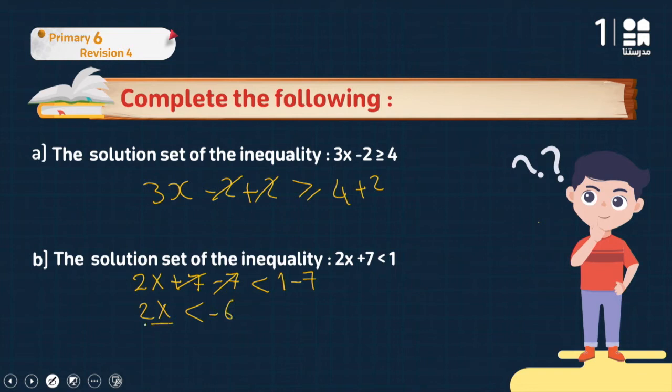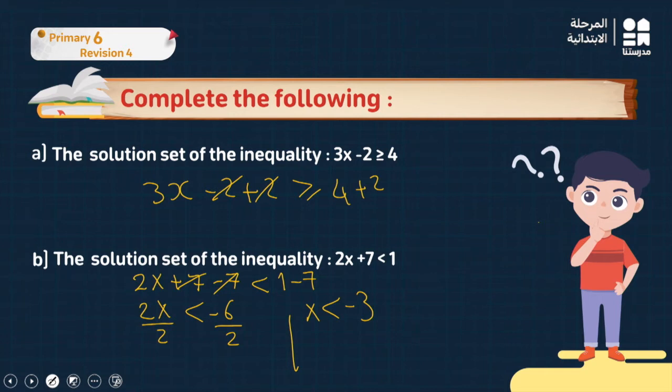Now I will divide by 2 on both sides to find the value of x. So x will be less than negative 6 divided by 2. Negative divided by positive gives me a negative answer. 6 divided by 2 gives me 3, so it will be negative 3. Now I have found the value of x. X is supposed to be less than negative 3.